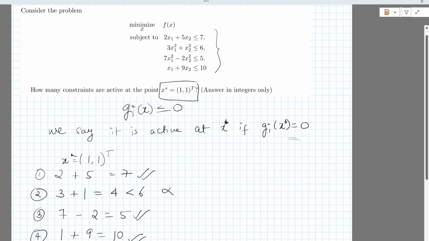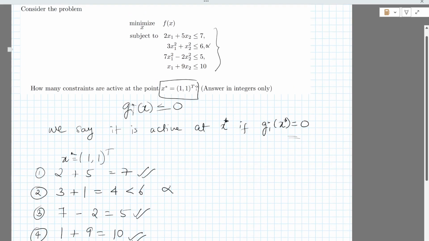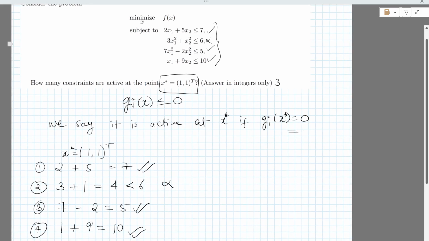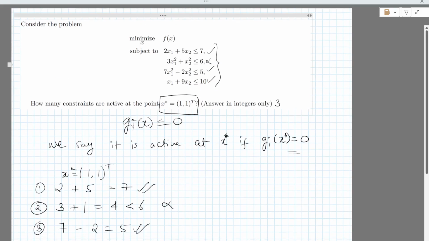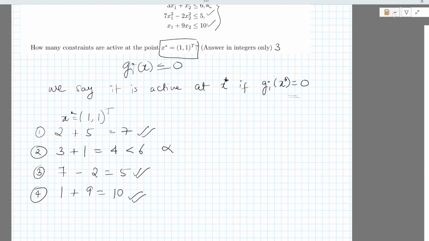Except for this one, the others are active. So how many constraints are active? 3 constraints, right? Since we have only 4 constraints, the answer can only be less than or equal to 4. And since one of them is not active, we have 3 constraints which are active. Okay, now let's move to the next question.